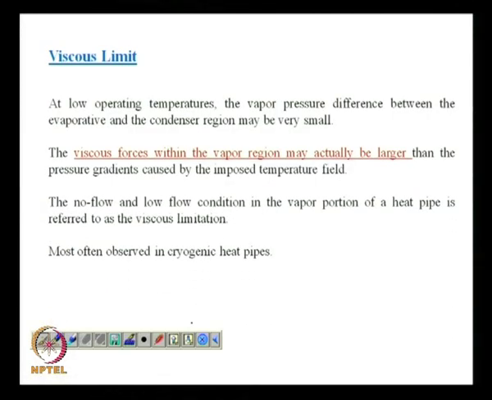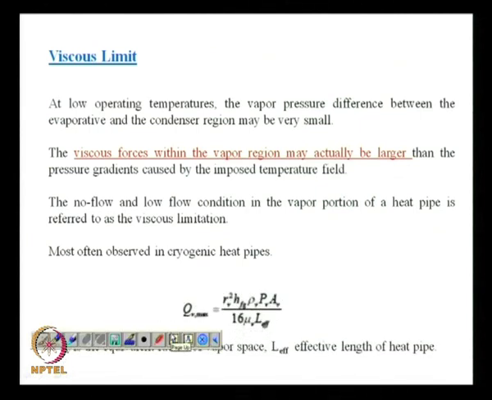This no flow or low flow condition in the vapor region is called the viscous limitation. As you can obviously see, the chances of the viscous limit being the limiting phenomenon in a heat pipe would appear only for cryogenic heat pipes, where the amount of vaporization is generally low. Again, a rough estimate of a viscous limit can be obtained by utilizing this formula, this correlation.